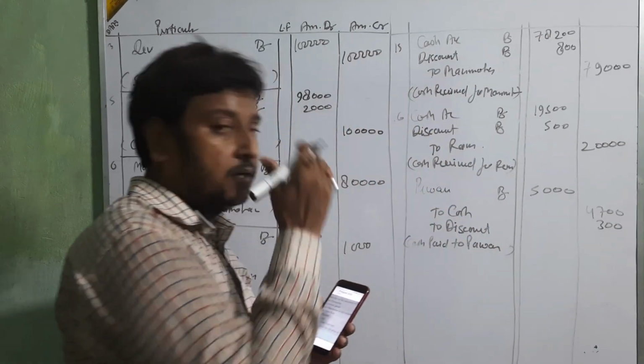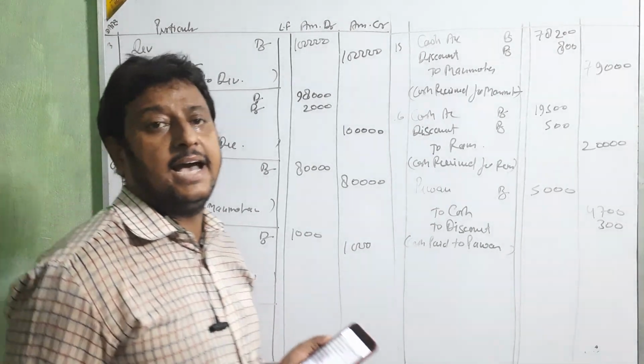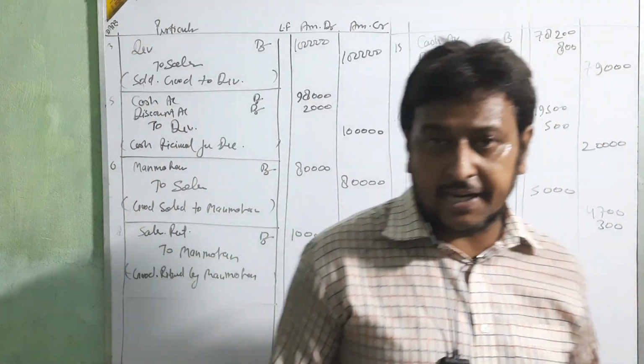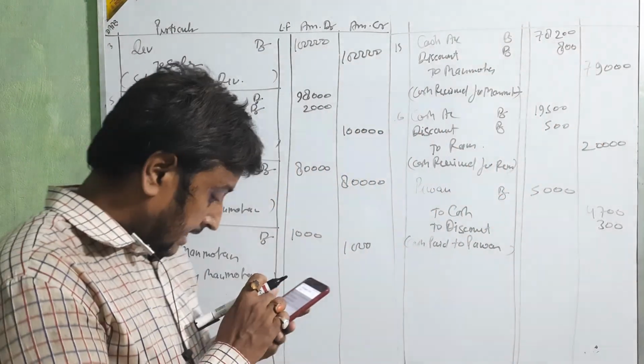Cash paid to Pawan. Okay? Cash paid to Pawan. Clear? Clear or not? Next.